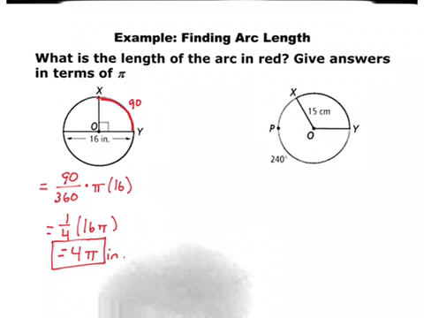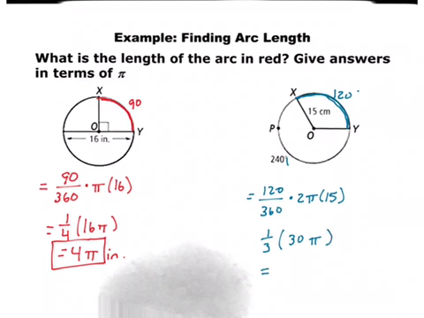All right, same idea here. We're looking for the length of this arc here. If the back half of this arc is 240, we know that this arc is 120. So we're going to take 120 over 360 times, in this case we have a radius, so we've got 2 pi times the radius, which is 15. We'll simplify this down. 120 over 360 is 1/3, times in this case 30 pi. 1/3 of 30 pi is just 10 pi, in this case centimeters.